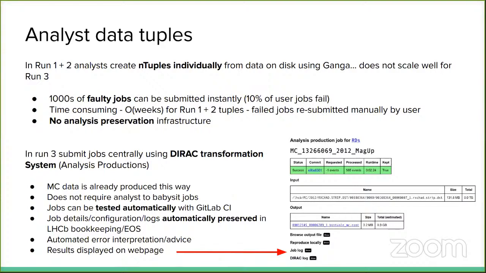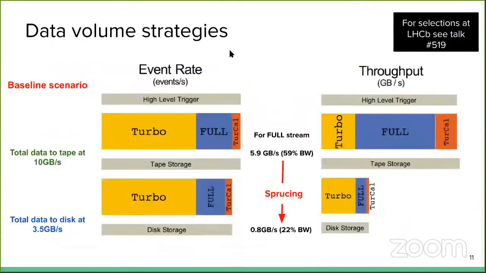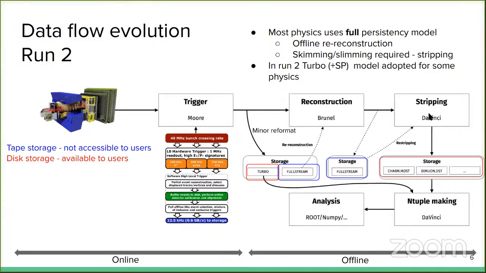So from Run 1 and Run 2, these tuples are made after the stripping step. So they're made from the output of this step. So they're already quite slimmed down. And how many different formats are there after the stripping? The output of the stripping is either DST or MDST. So if you're making tuples, basically you're using a DST.